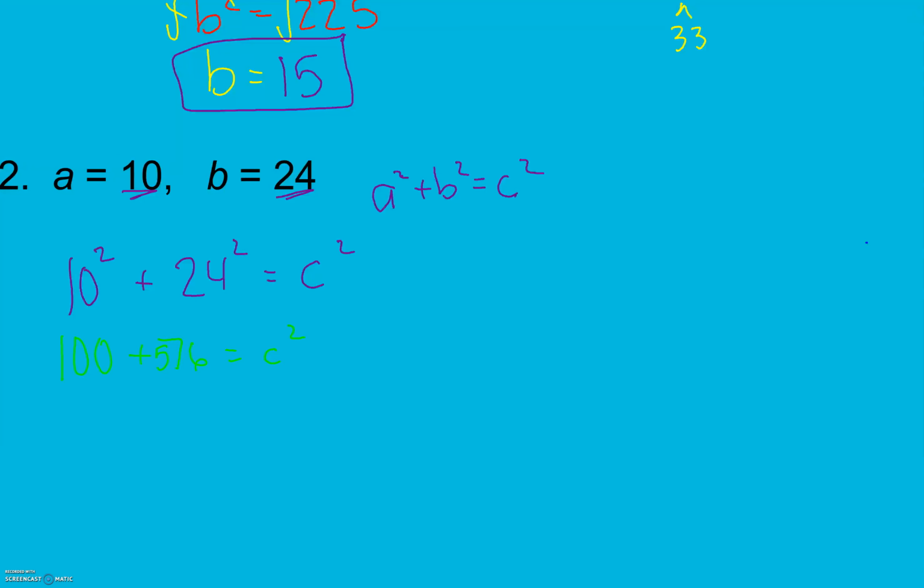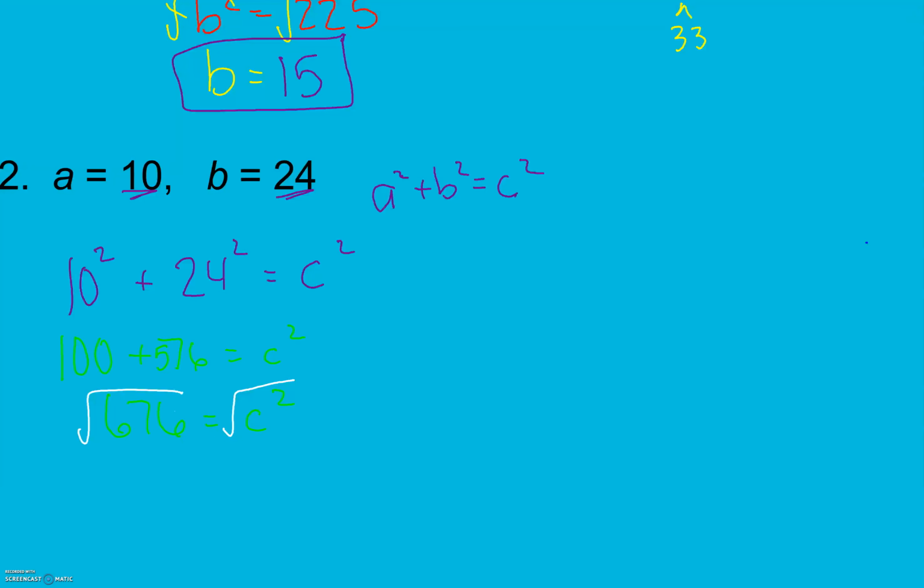Now we have to simplify each side before we can solve. So on the left-hand side, we can add those up and get 676, and that equals c squared. We don't want c squared though, we want to know what is c. So we want to know what number did we have to square to get to 676, which means we're going to take the square root.